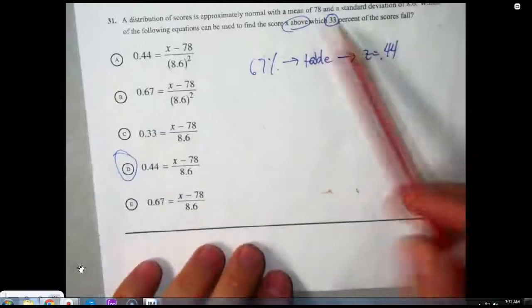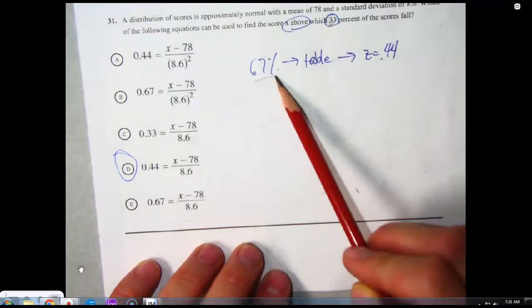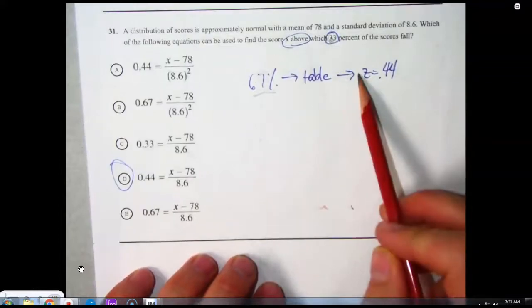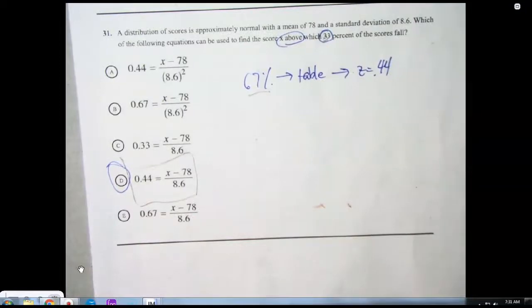31. So find the score x above which 33% above means we look up 67% in the table. We get a z-score. And then you don't even have to solve the formula. They're just saying set it up.